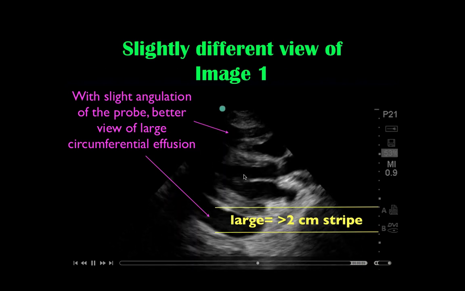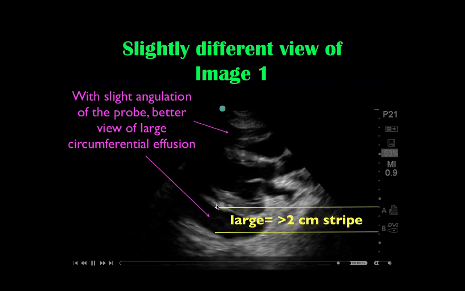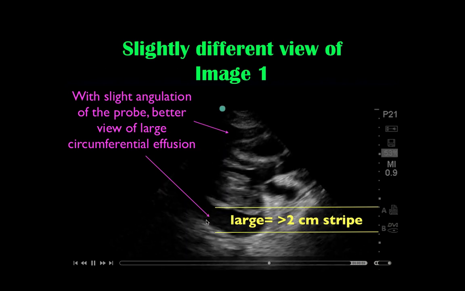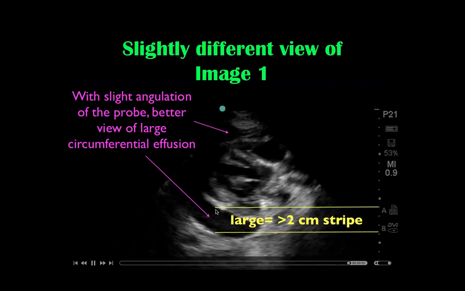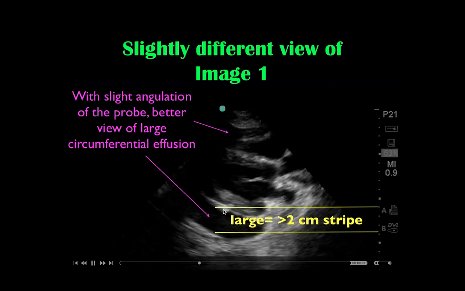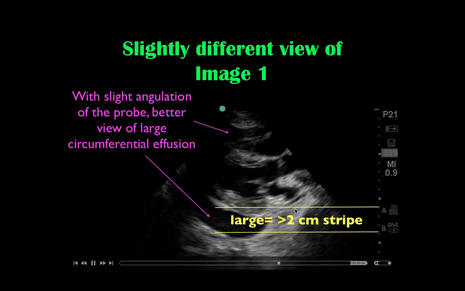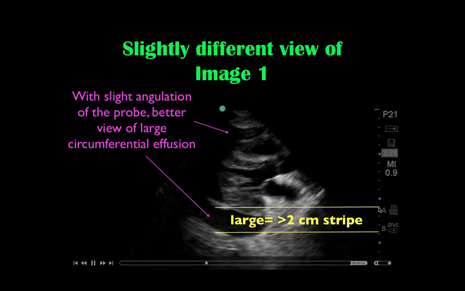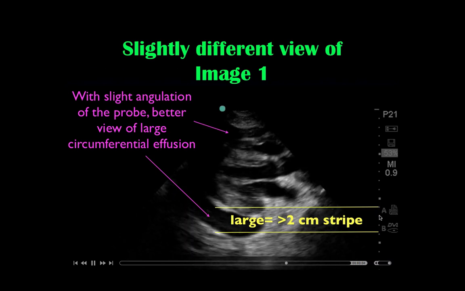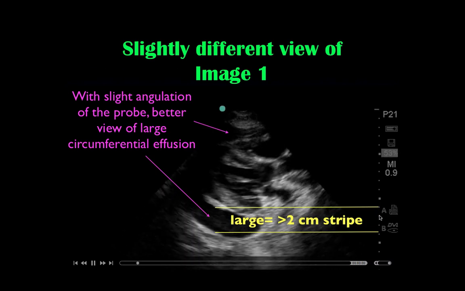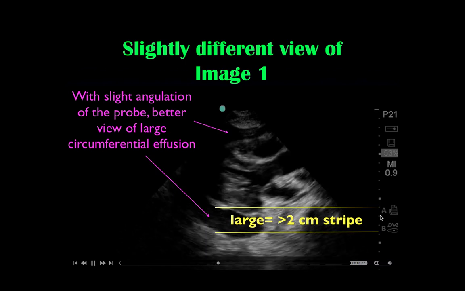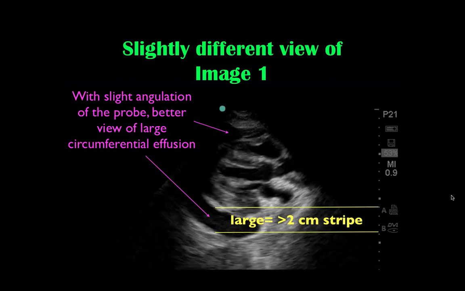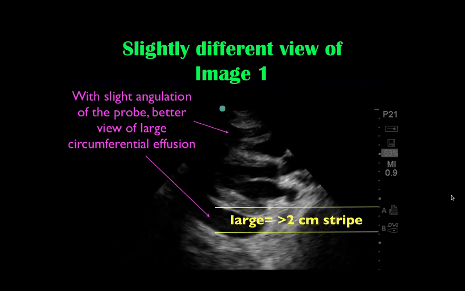Now, it's always important to measure the size of the effusion. We could use calipers, or we could get a quick estimate by just taking the measurements at the scale over here. Each hatch mark is 1 centimeter, so this is clearly greater than 2 centimeters. It's almost 3 centimeters. Greater than 2 centimeters illustrates a large pericardial effusion.